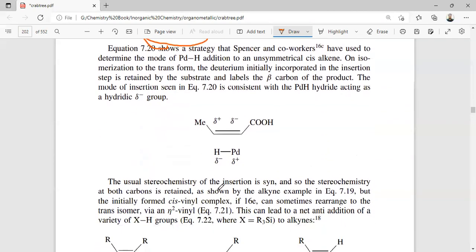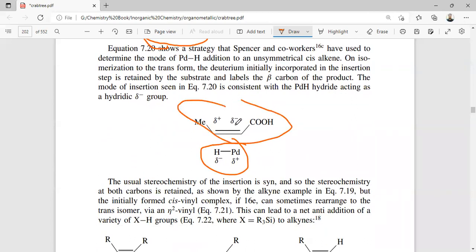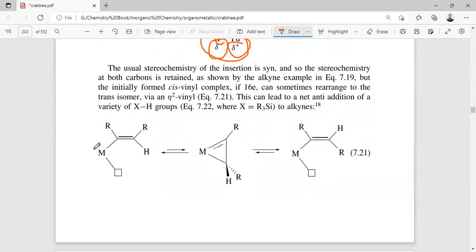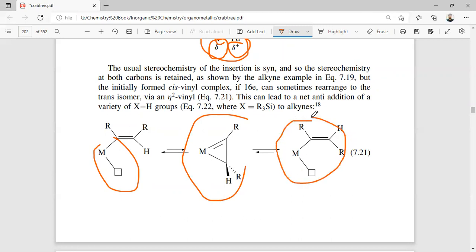So usually the stereochemistry of the insertion is syn. So here the alkene is inserted in the syn manner, where the palladium is delta positive, the hydrogen is delta negative, and this carbon is delta negative. From here this inserted product is formed. But the initial product from the cis vinyl alcohol can sometimes isomerize to the trans isomer, and this can lose the anti-addition of a variety of XH groups. So here this vinyl group will form the trans-alkene product.